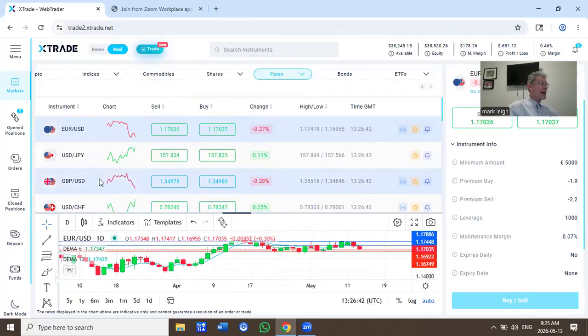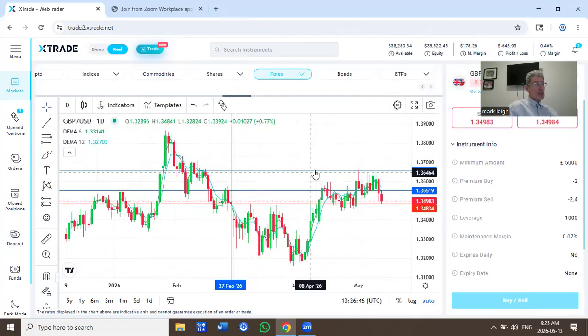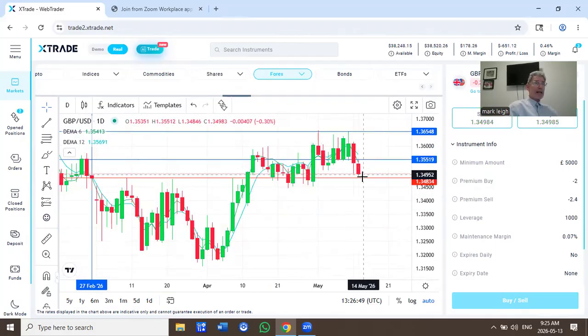Let's have a look at the pound against the US. And there you see, similarly, two red candlesticks, just like the euro, selling pound, buying US dollar, strength against the pound this morning continuing. EMAs have crossed to the downside. I've got support at 134.83 and I've got resistance at 135.51. We'll see if this does continue.